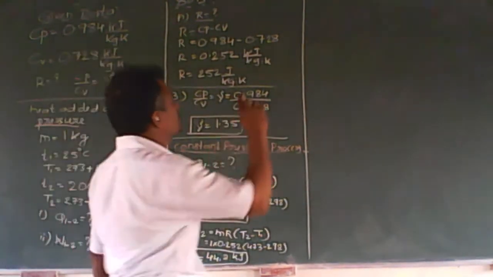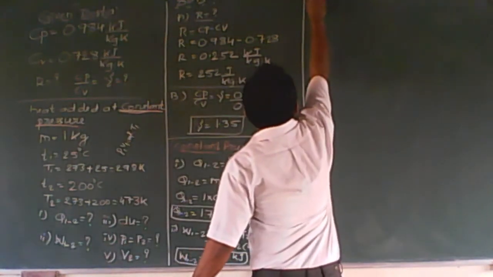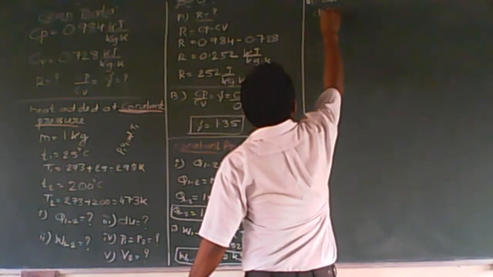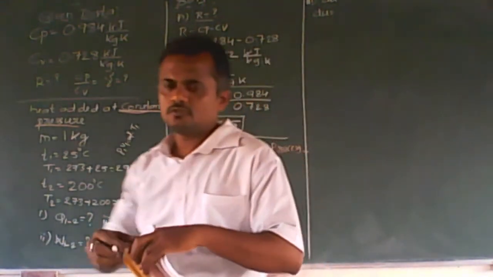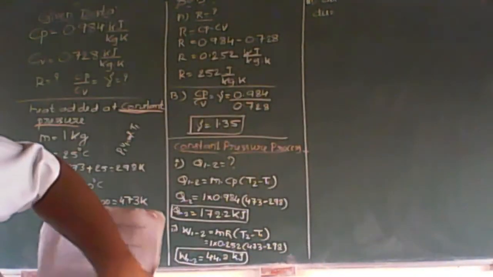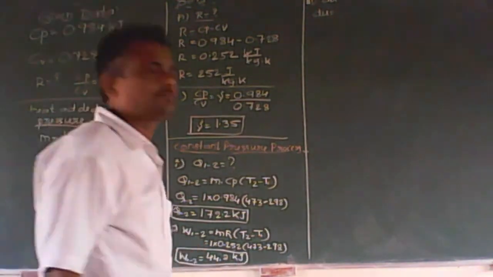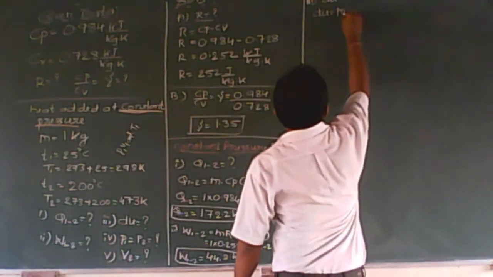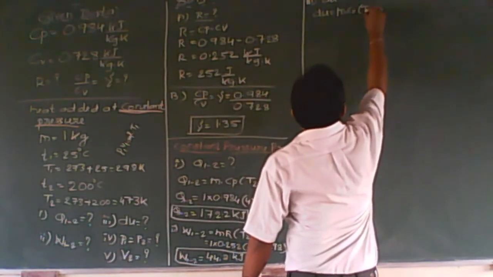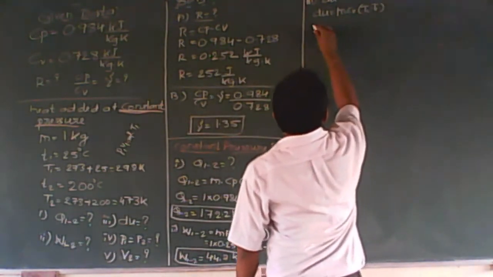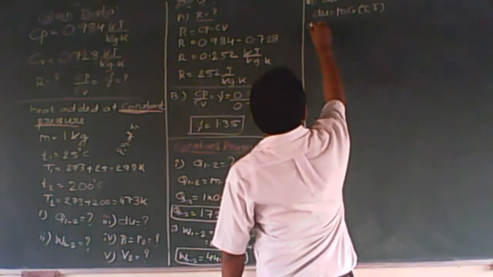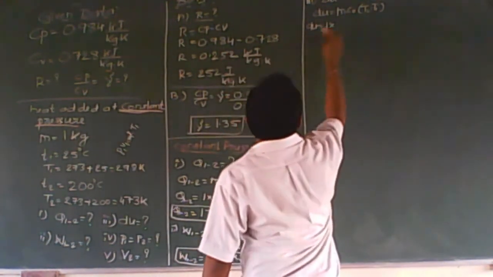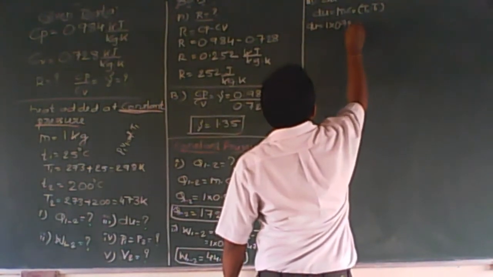Next we shall move on to the third one, that is the dU calculation. What is the value of dU? What is the general expression for dU in a constant pressure process? That is m into Cv into (T2 minus T1). So you can substitute the values. dU is equal to 1 into Cv. Cv is 0.728.